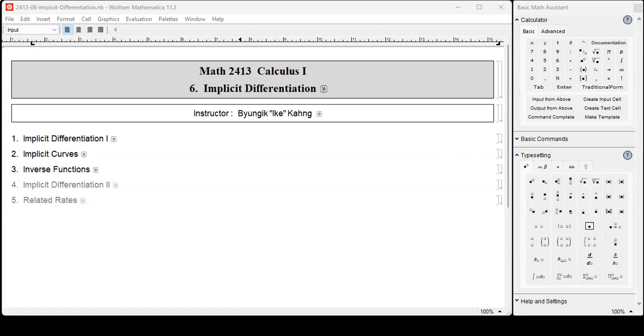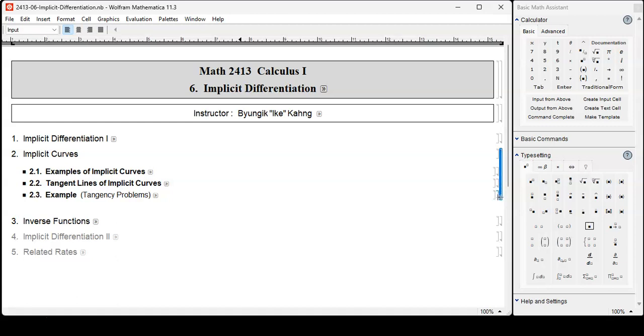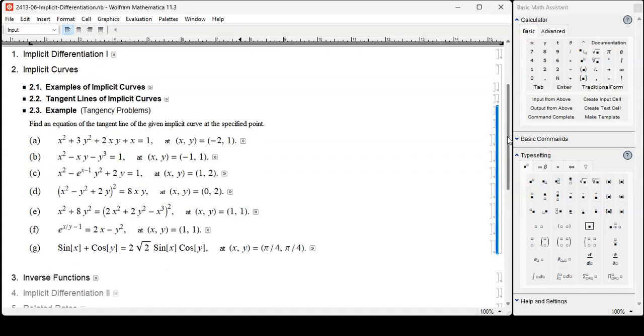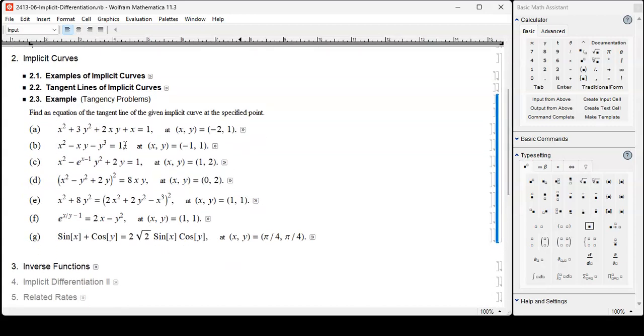Hello students, welcome back. Let's go back to section 2 and then do some more computations about tangency. Please note that I corrected the sign here now: x squared minus xy minus y cubed equals 1. Sorry, I had a typo before. Okay, let's resume. We completed up to C. Let's go to D.